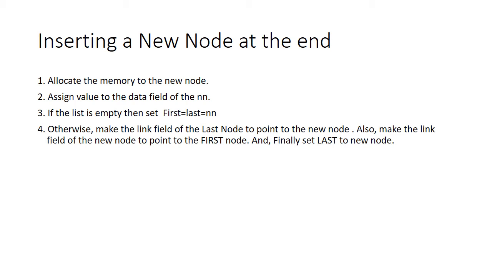That is, make the link field of the last node point to the new node, make the link field of the new node point to the first, and finally set last as the name given to the new node. This is the small algorithm which will be used for inserting a node at the end.